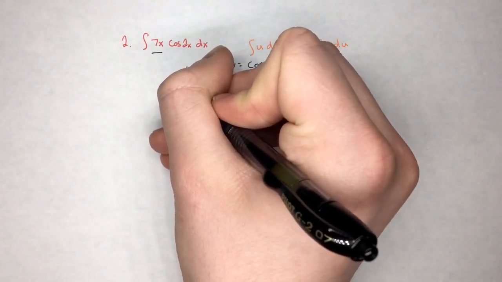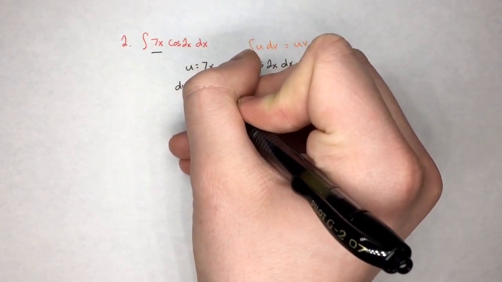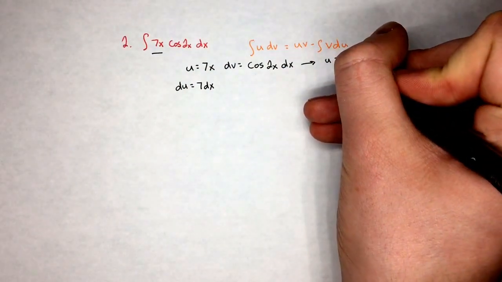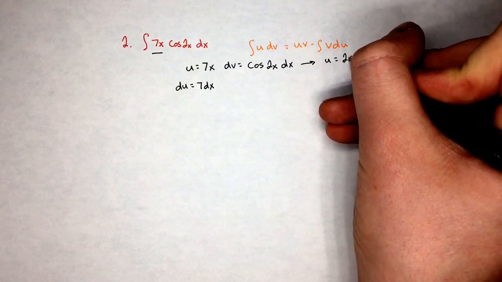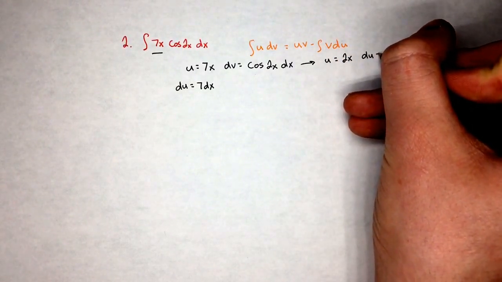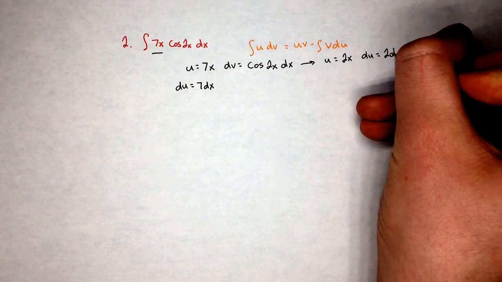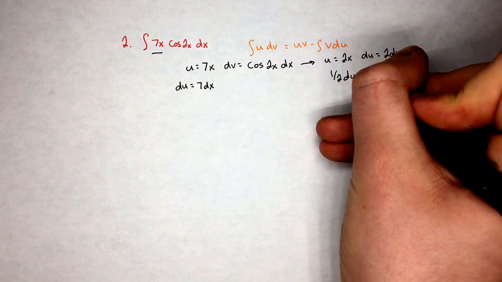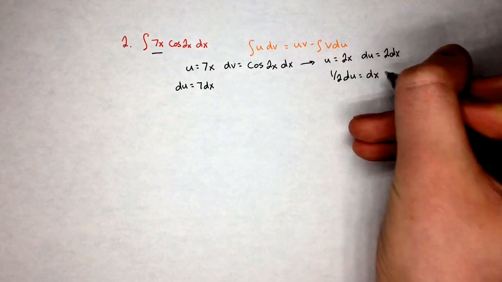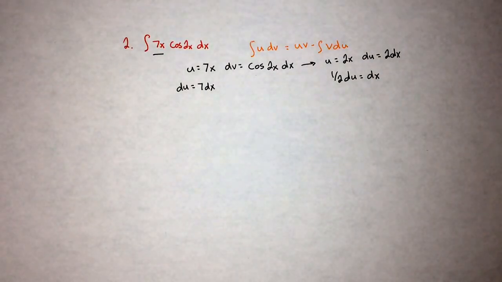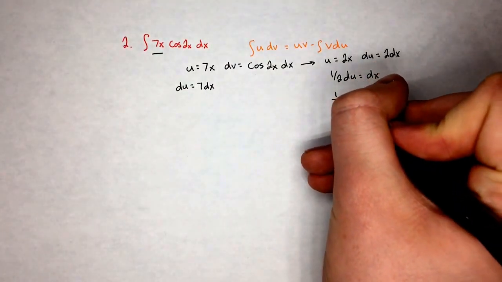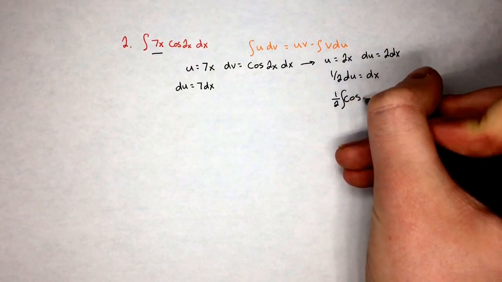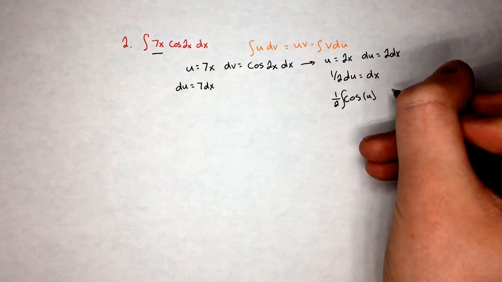So now when I take du, I get 7 dx, and when I take the integral of the cosine of 2x, we actually are going to have to use u substitution. So we'll make the u equal to 2x, and the du equal to 2 dx, and then we'll divide by 2 on both sides. So we get half du is equal to dx. And now we can just go ahead and integrate. So we go ahead and get half of the integral of cosine, forgot the integral, of u du.